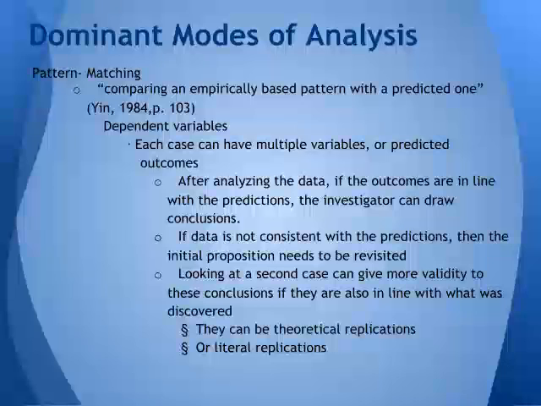Dominant modes of analysis. Pattern matching. Comparing an empirically based pattern with a predicted one. Dependent variables. Each case can have multiple variables or predicted outcomes. After analyzing the data, if the outcomes are in line with the predictions, the investigator can draw conclusions. If data is not consistent with the predictions, then the initial proposition needs to be revisited. Looking at a second case can give more validity to these conclusions if they are also in line with what was discovered. They can be theoretical replications or literal replications.